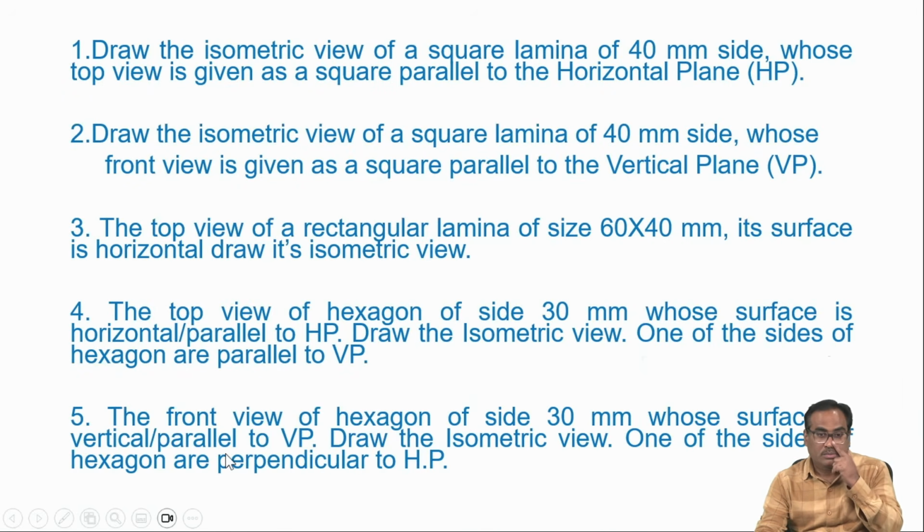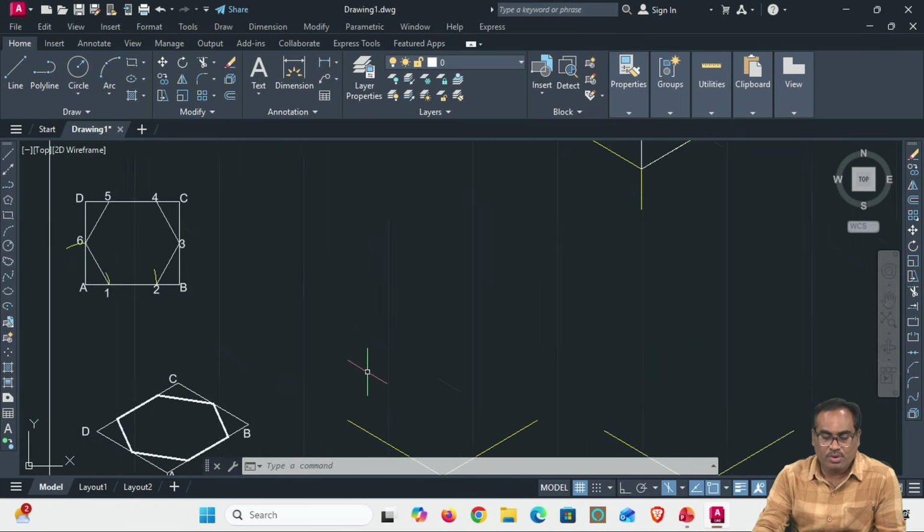Fifth problem. The front view of a hexagon of side 30 mm whose surface is vertical or parallel to VP. Draw the isometric view. One of the sides of the hexagon is perpendicular to HP. So this time what is given? One of the sides of the hexagon is perpendicular to the horizontal plane. So that you have to take. Okay, right? So I'll show you how you draw.